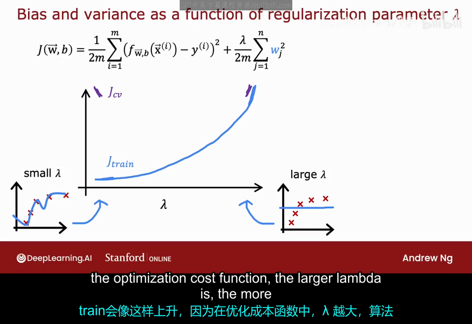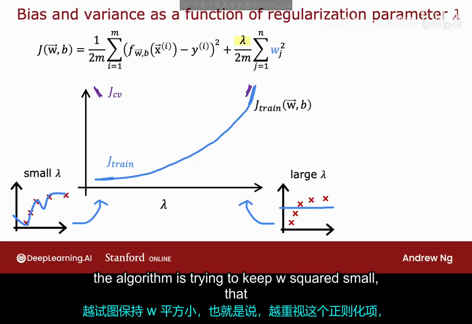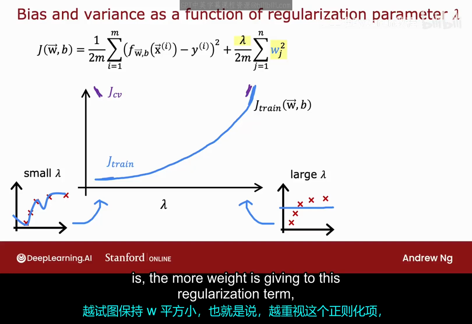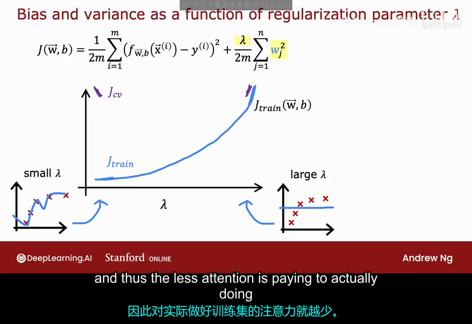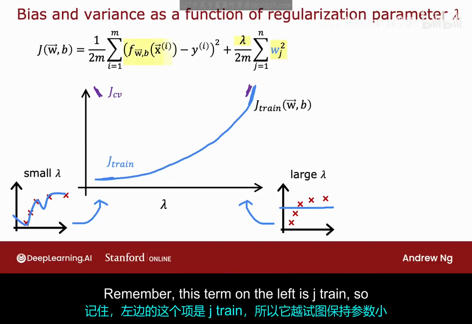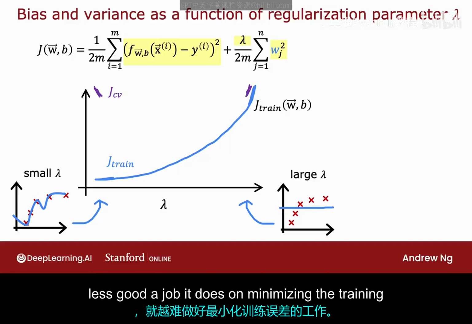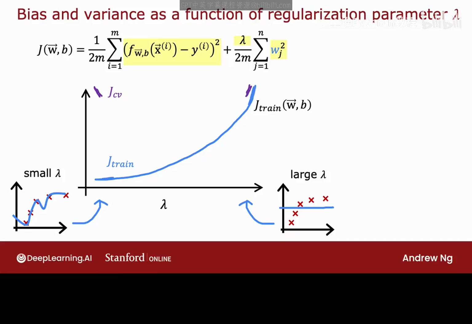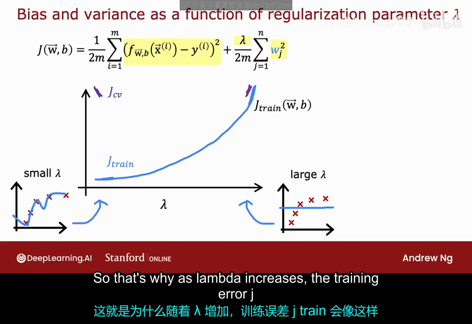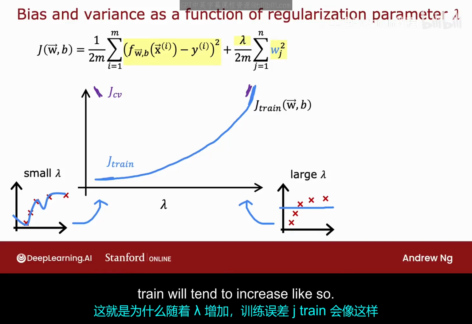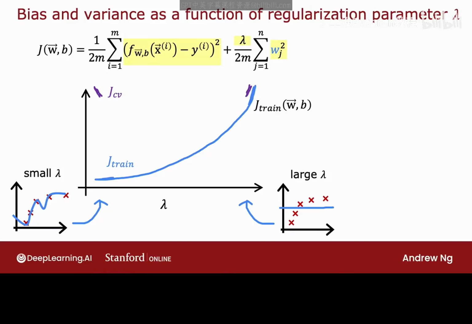Because in the optimization cost function, the larger lambda is, the more the algorithm is trying to keep W squared small, that is, the more weight is given to this regularization term, and thus the less attention it's paying to actually doing well on the training set. Where this term on the left is JTrain, so the more it's trying to keep the parameters small, the less good a job it does on minimizing the training error. So that's why as lambda increases, the training error JTrain will tend to increase like so.